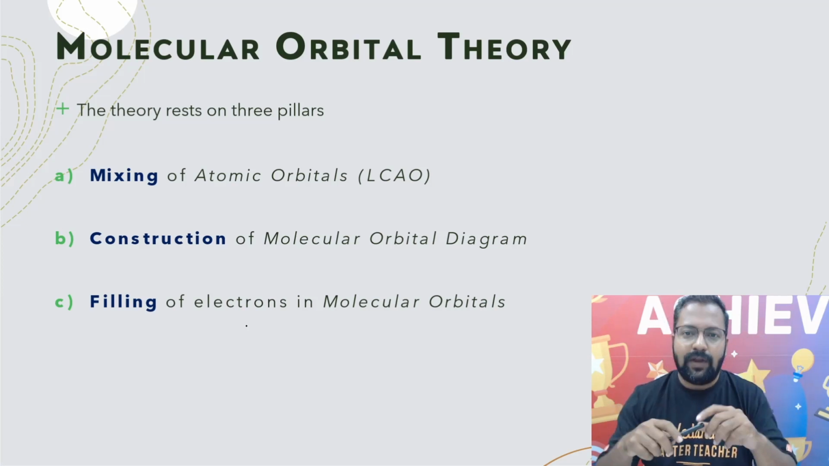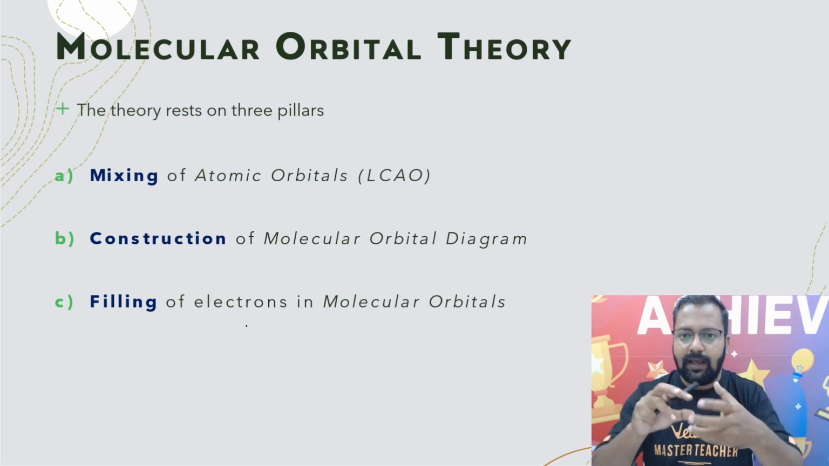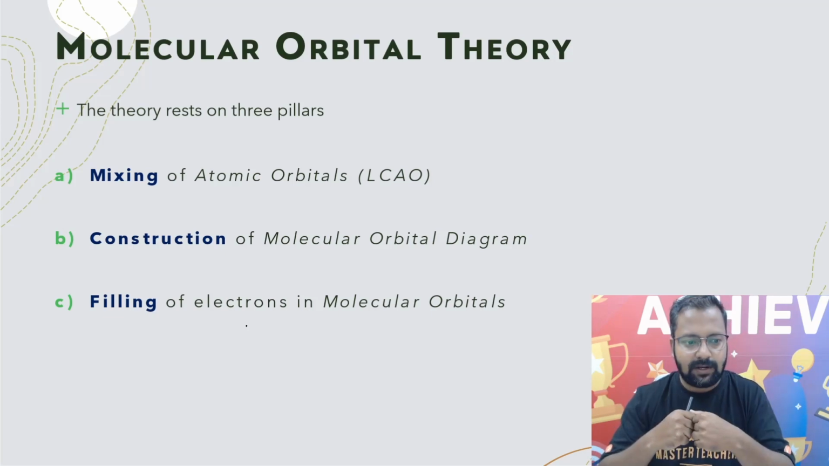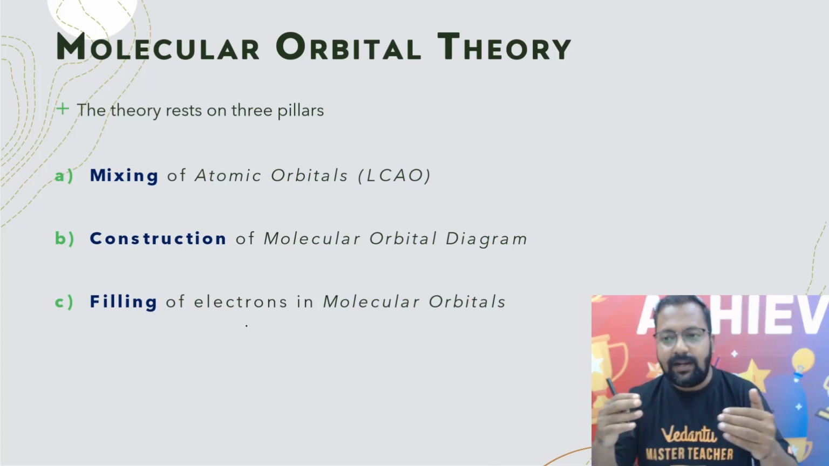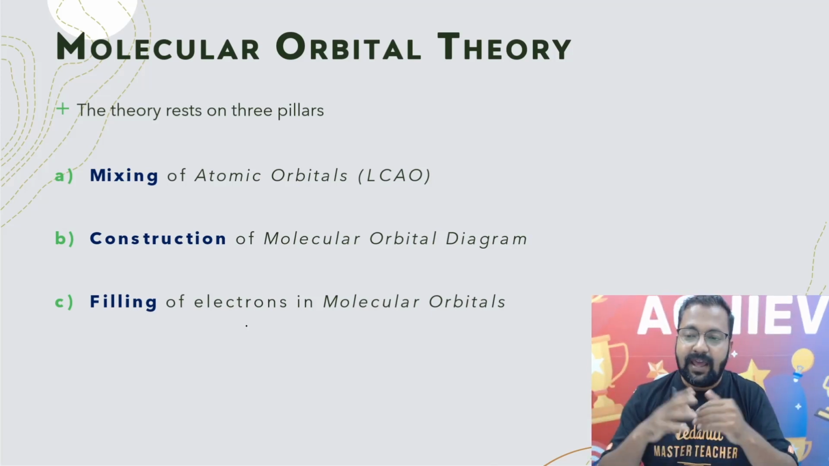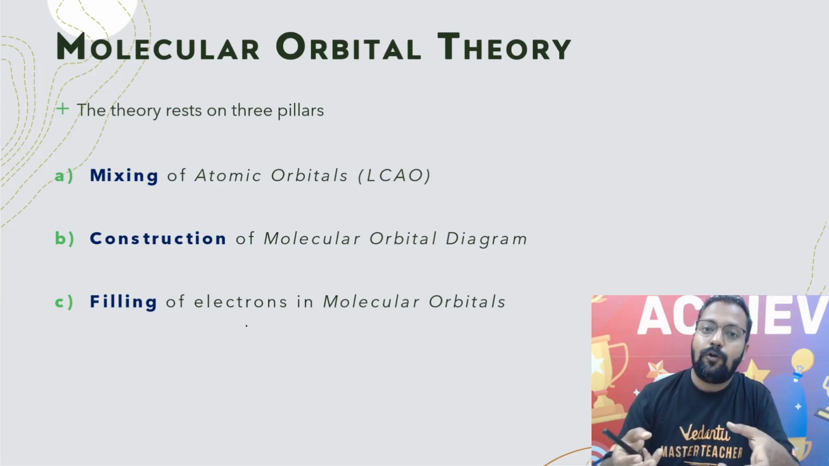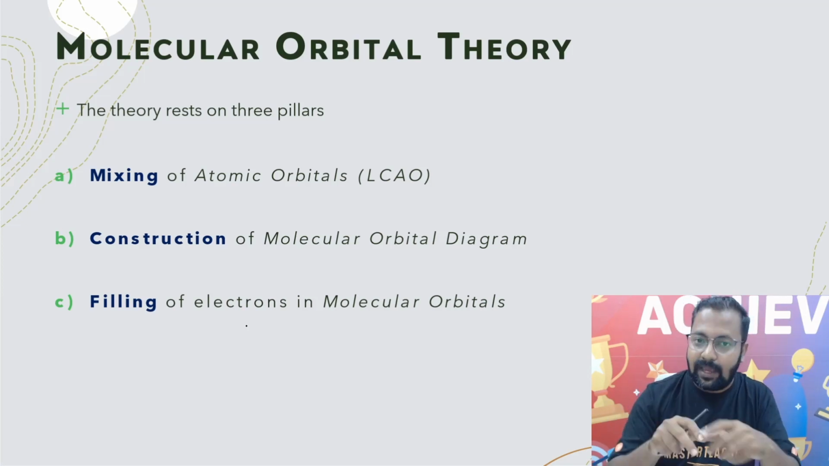So first is mixing of atomic orbitals. ये mixing का मतलब क्या है? Okay, what are we mixing? हम बना क्या रहे हैं मिक्स करके? Second, molecular orbital diagram. ये diagram किस चीज का diagram है? ये diagram हम बनाते क्यों हैं, and what are we trying to suggest using this diagram?